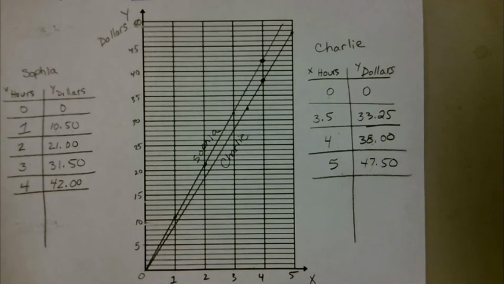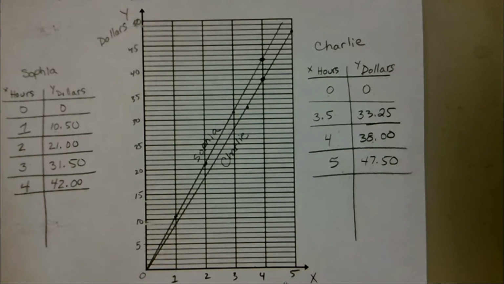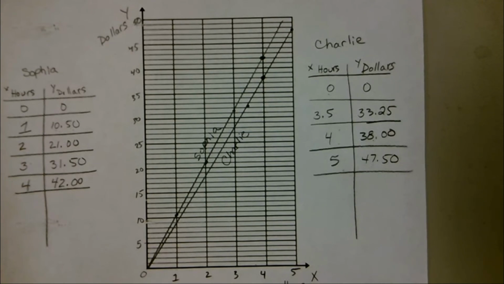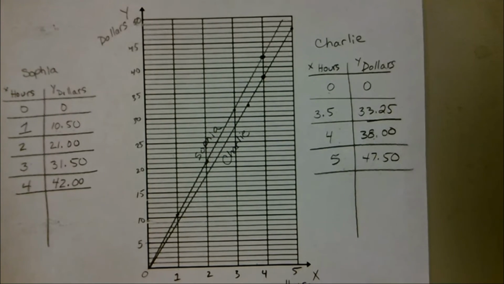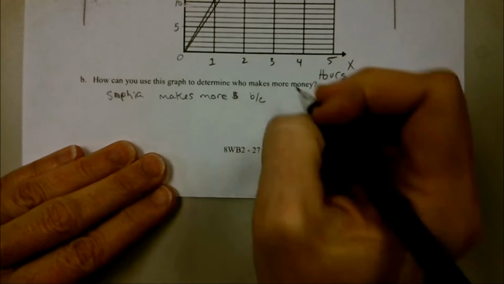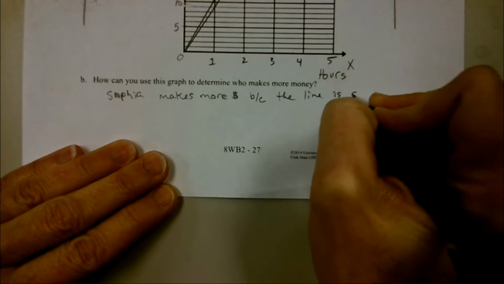Now, how can you use the graph to determine who makes more money? Same thing as the bungee and the cost of everything. If it has a steeper line, then it's got a higher unit rate. So Sophia, S-O-P-H-I-A, makes more money because the graph shows the line is steeper. The line is steeper on the graph.